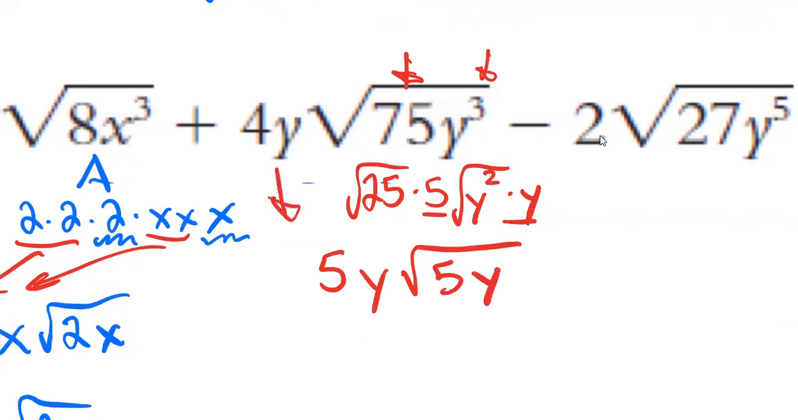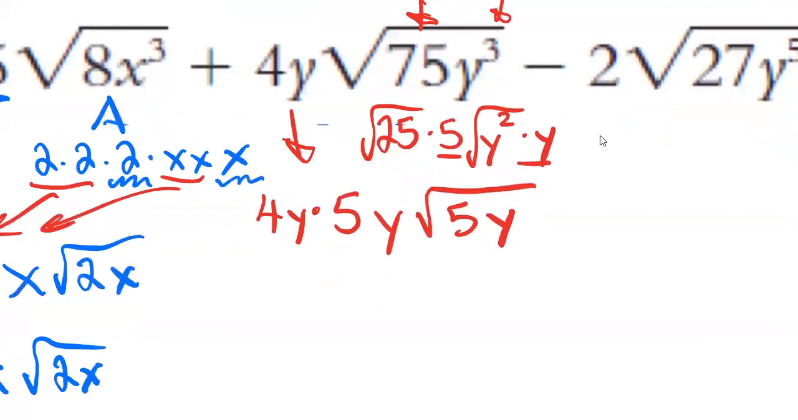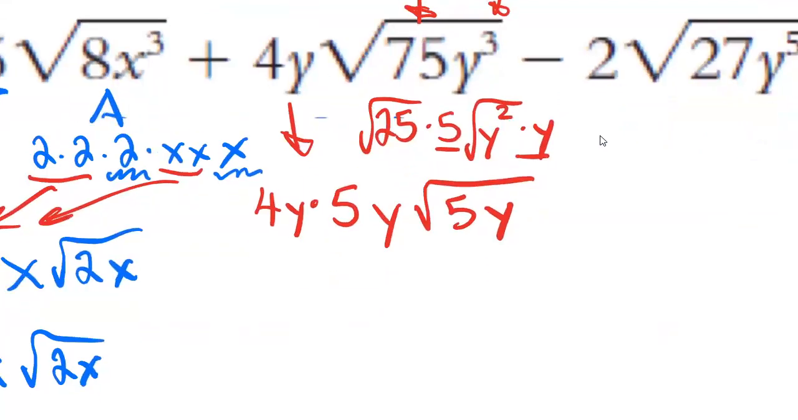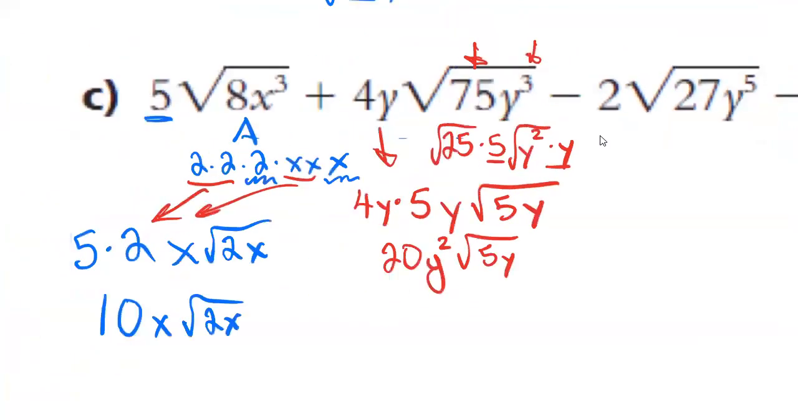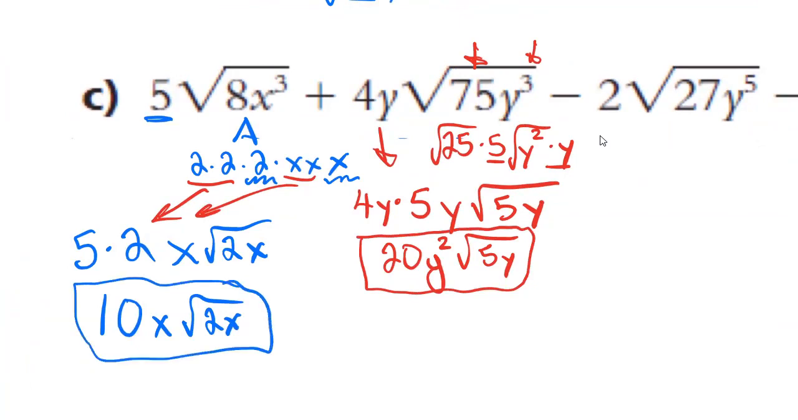Don't forget I need to multiply the 4y that was out there to begin with. So 4y times 5y is 20y squared, square root 5y. There's my second term that I have. I need to combine. This was my first term. I'm just circling these or indicating these so I don't forget them. So now you can see at this point that my final answer is going to at least have 2 terms, because those cannot be combined.